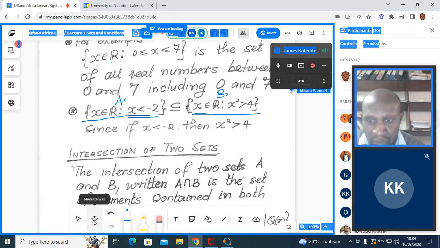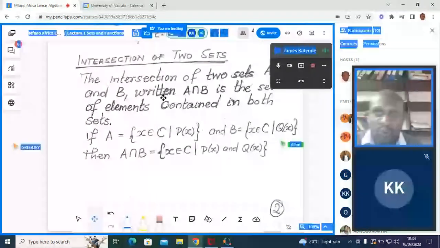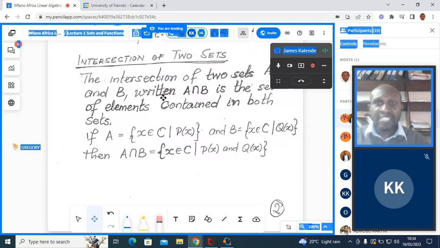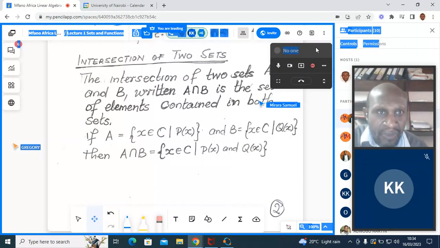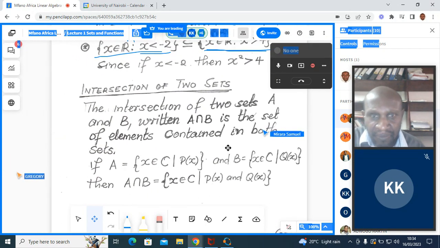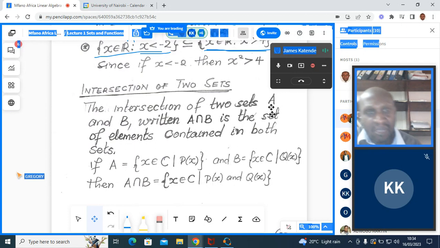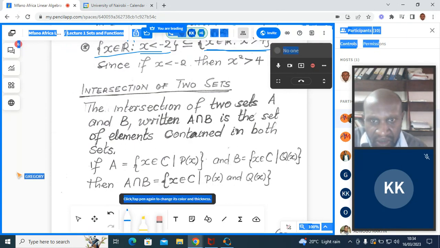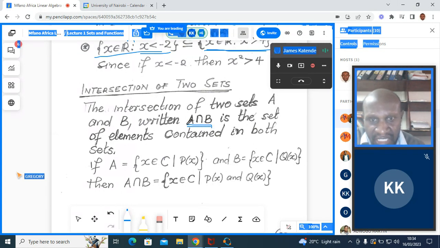Okay, so far so good. So the next concept we'll look at is intersection of two sets. We will say that the intersection of two sets, the sets are A and B, will be denoted using this. This is a shorthand to denote the intersection of two sets. But what this simply means is the elements that are contained in both sets.